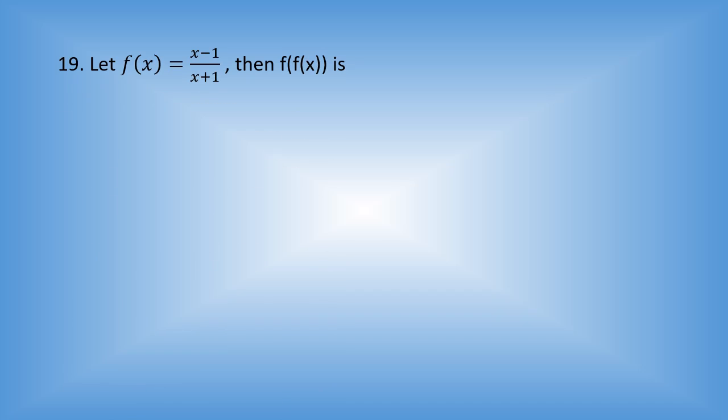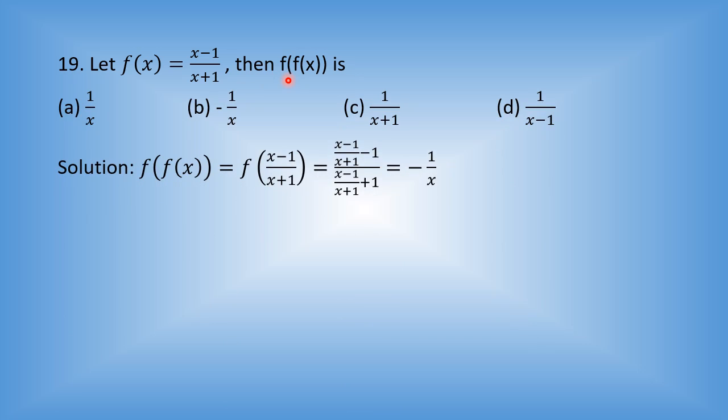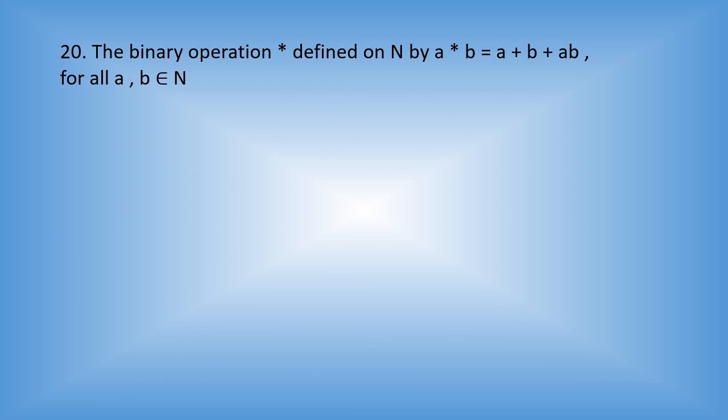The 19th one, again is a composite function here. f of x is equal to x minus 1 by x plus 1. Then f of f of x is. These are the options. We'll check here. f of f of x is again this one. If I substitute the values after simplification, you will get minus 1 divided by x here. So option B.